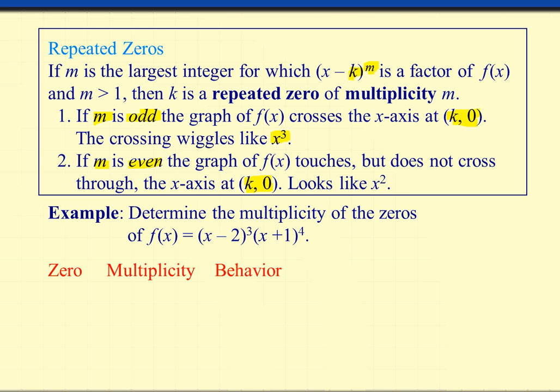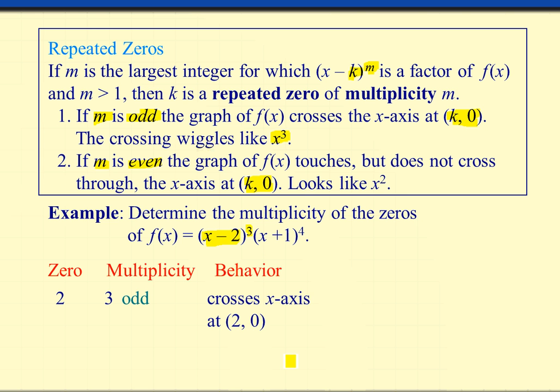So we need to determine the zeros. And of course, we can tell the zero right here by what x value causes this factor to be 0. And if we replaced x with 2, that would be a 0. So the zero is 2. What's the multiplicity of that zero? Well, the multiplicity of that zero is this exponent we have on that factor, 3. And that's an odd multiplicity.